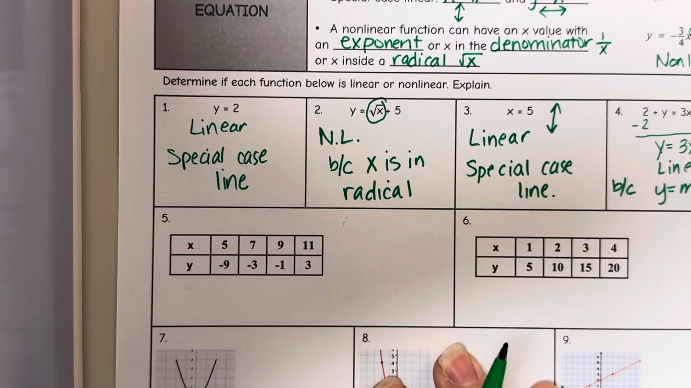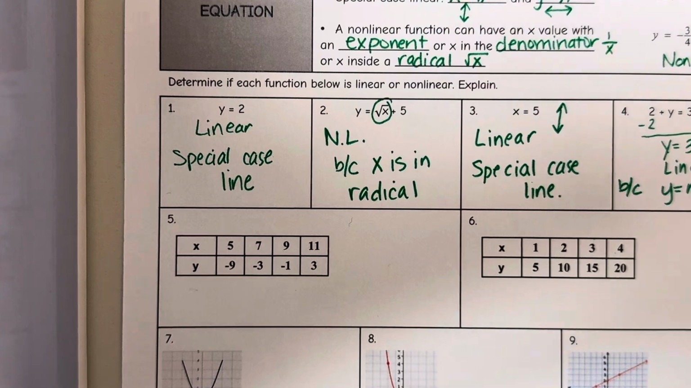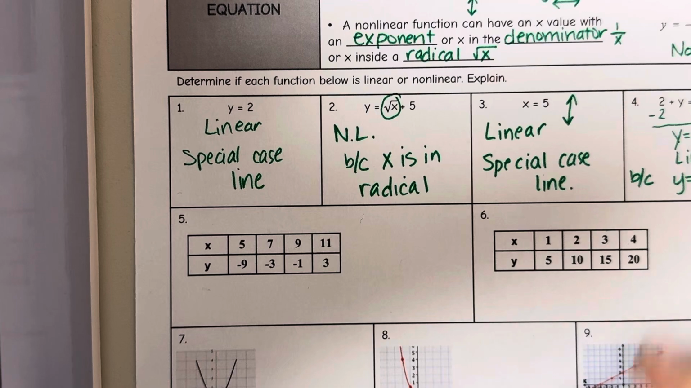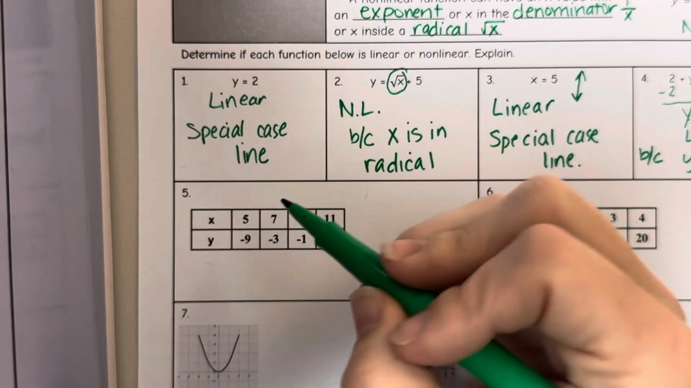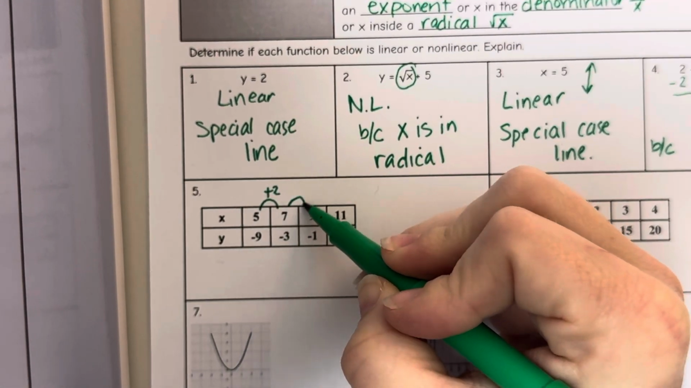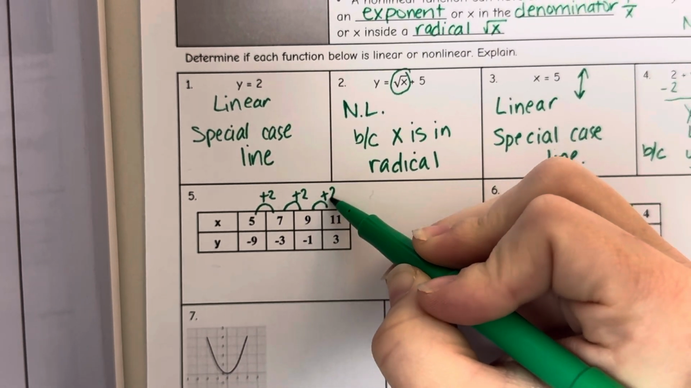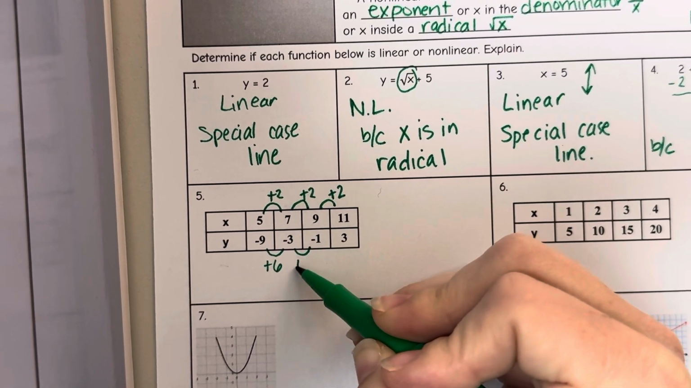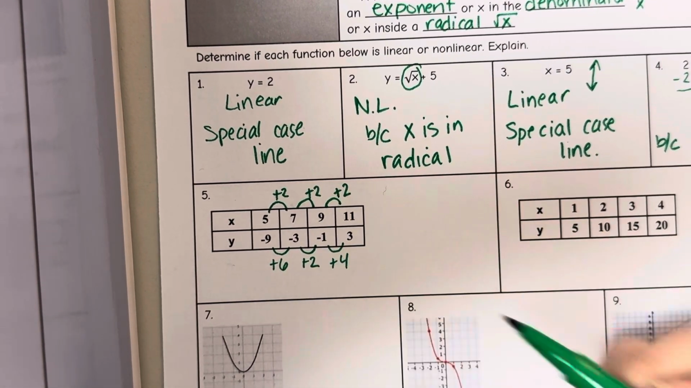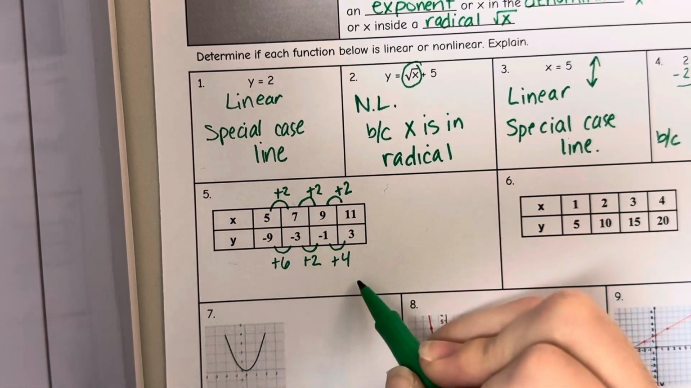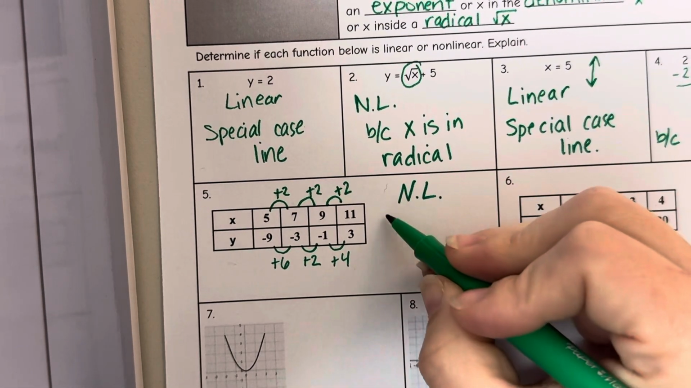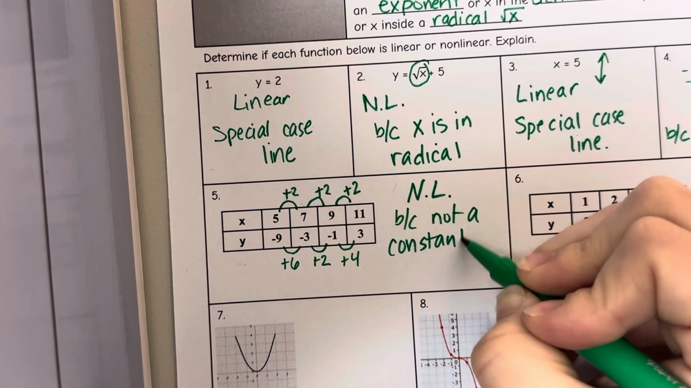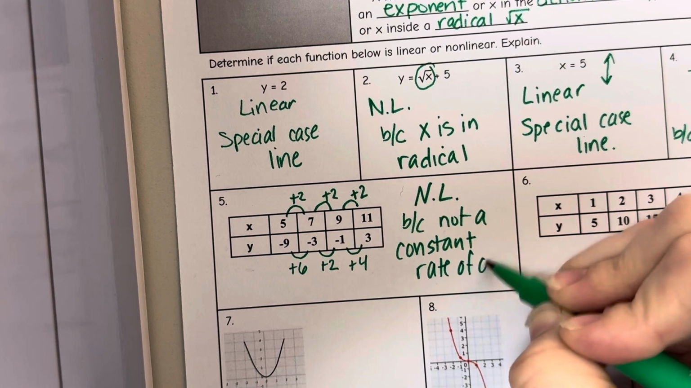All right, let's look at a couple of tables. So when it's in table format, I'm checking to see that I have a constant rate of change. So my constant rate of change is looking at the change in the x values and the change in the y values. So for this one, I'm going to look from 5 to 7 is +2. 7 to 9 plus 2, 9 to 11 plus 2. Here, 9 to negative 3, that's plus 6. Negative 3 to negative 1, that is plus 2. Negative 1 to 3, that's plus 4. Okay, these are all the same. These are not. So this is nonlinear because there's not a constant rate of change.